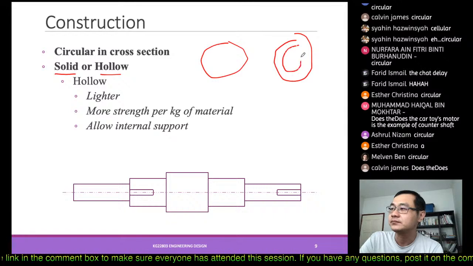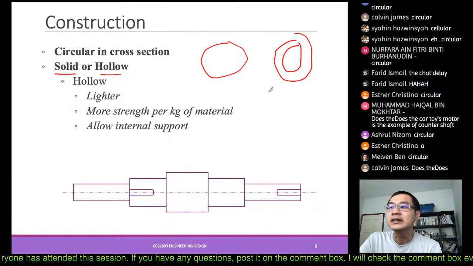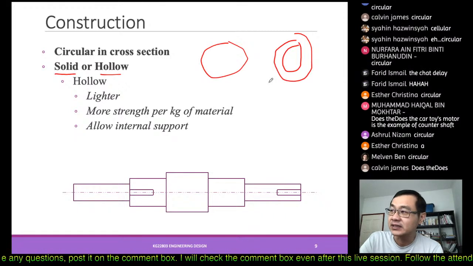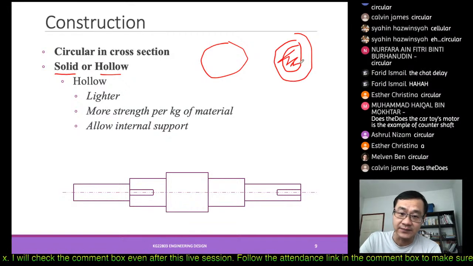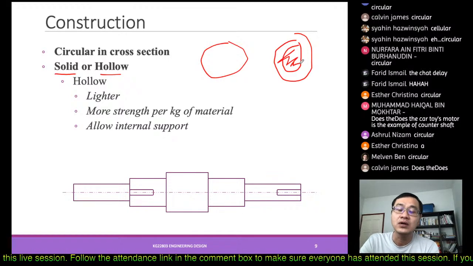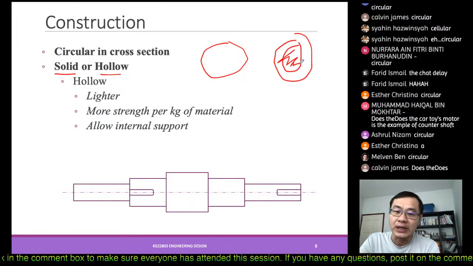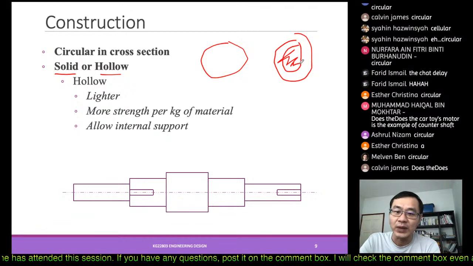All right, so the hollow type of shaft has the advantage of being lighter, because you remove the material over here. They are lighter, and because they are lighter, they produce more strength per kilogram of material, if we compare in terms of weight.